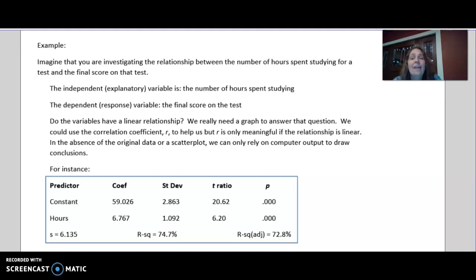The example we're going to look at is investigating the relationship between the number of hours spent studying for a test and the final score on the test. If you needed to identify which variable is which, it makes sense that the longer you spend studying for the test, that could definitely impact what your final score would be. It's not always a guarantee, it's not a perfect fit, but that would make more sense than the other, because you have to do the studying before you take the test, so it couldn't be the other way around. In terms of linear relationship, we don't have the raw data, we don't have a graph, so we can't really answer that question, but on the AP test, you're probably going to be asked to look at computer output.